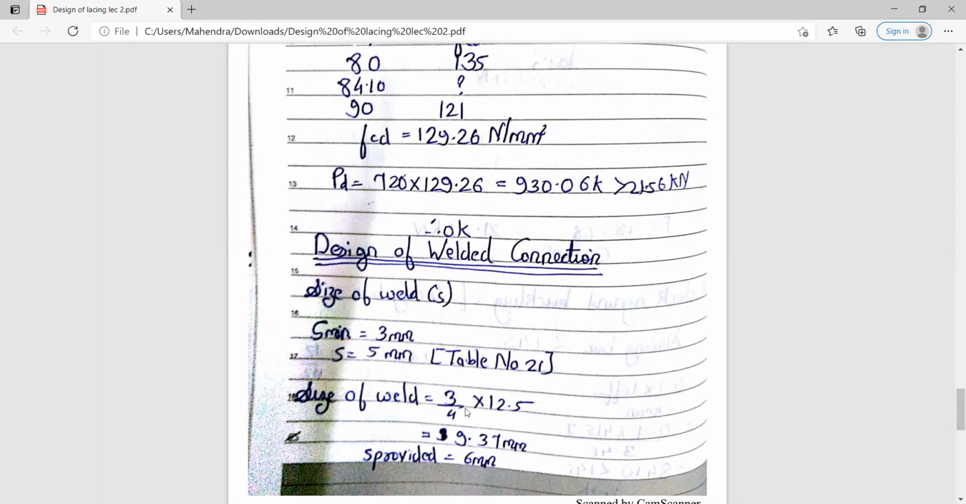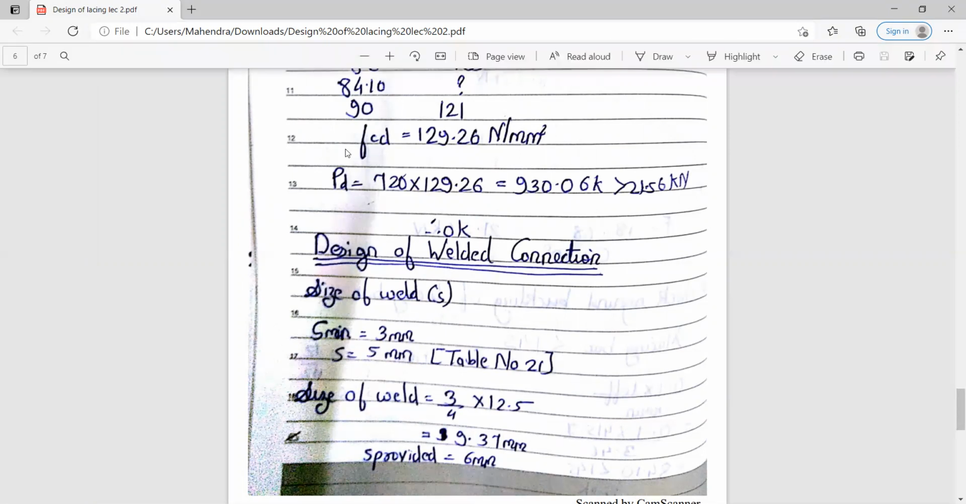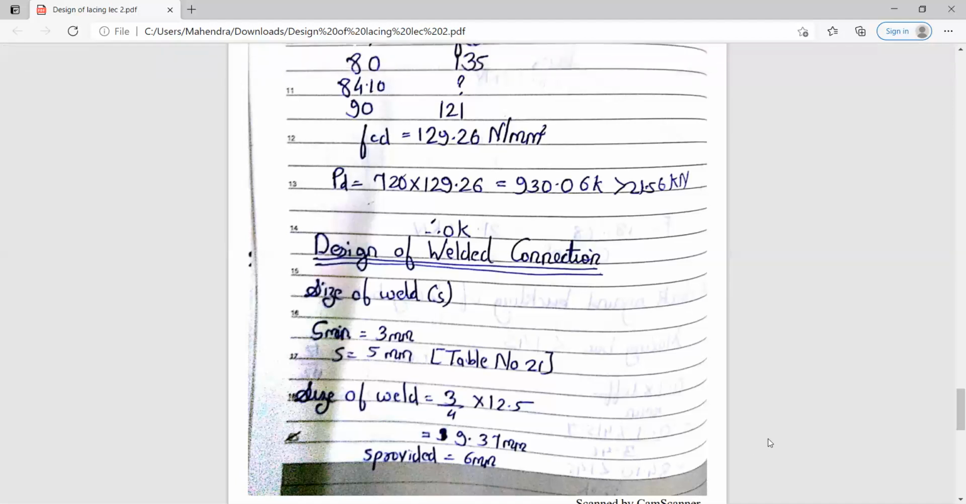Then the size of the weld will be 3/4 into 12.5. So what is 12.5 over here? 12.5 is nothing but the thickness of the web, that is tw. You will get this value from the steel table. In the diagram we have drawn, that is the thickness of the web. It is 12.5. So the size of the weld you get is 9.37. You can provide it as minimum 6 mm or 8 mm according to your convenience.